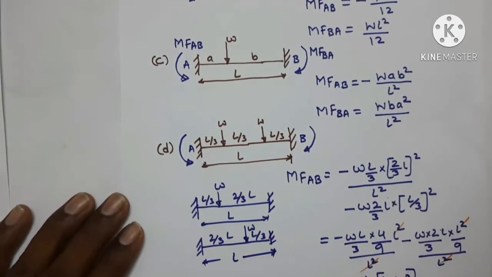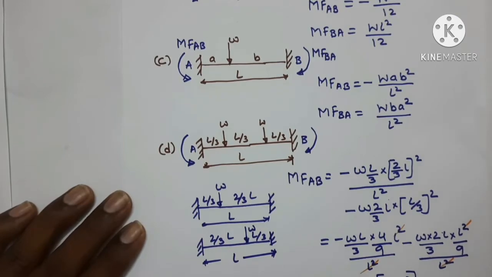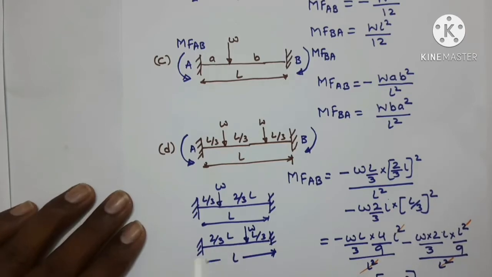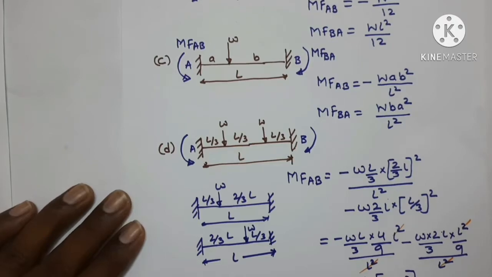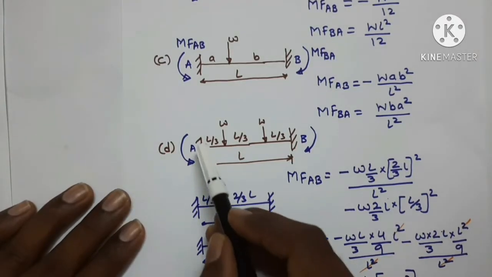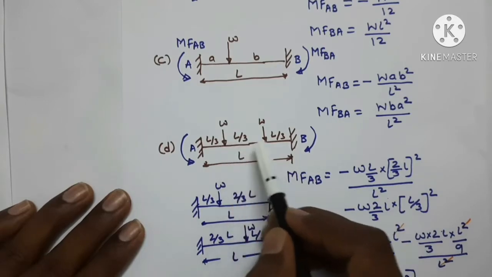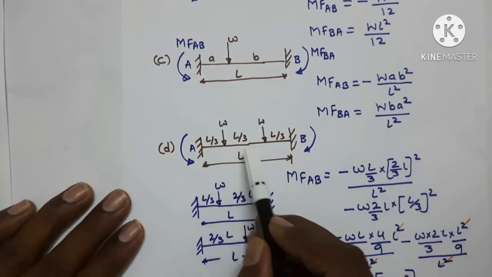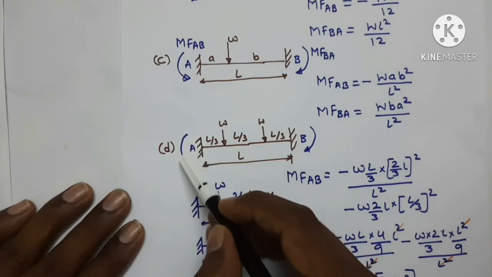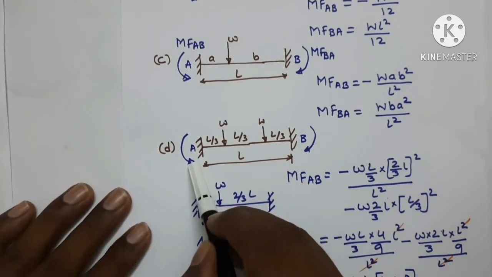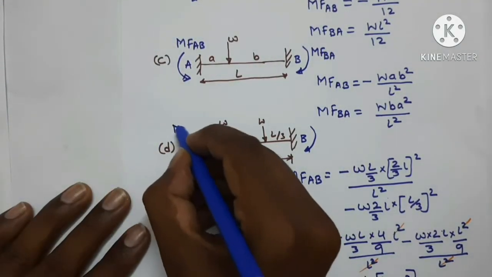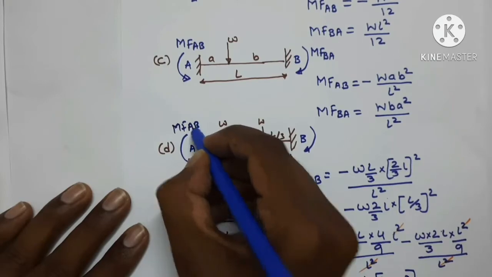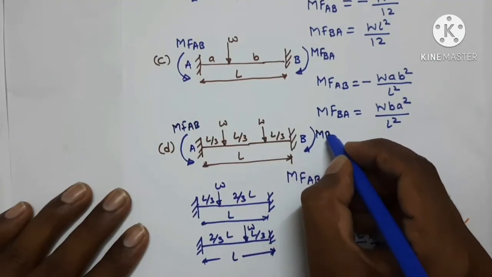Our next condition will be if two loads are acting. If in a single beam, two loads are acting and they are equal in distance. For example, you can see here, it is fixed here, W is acting, it is L by 3, L by 3, L by 3. And this is the fixed end moment at this joint and fixed end moment at this joint. I will show, this is MF AB and MF BA.